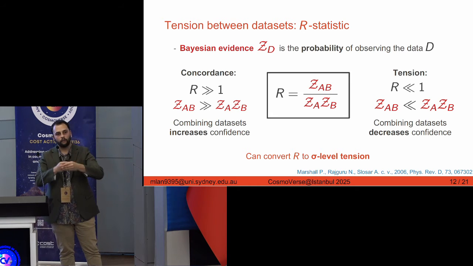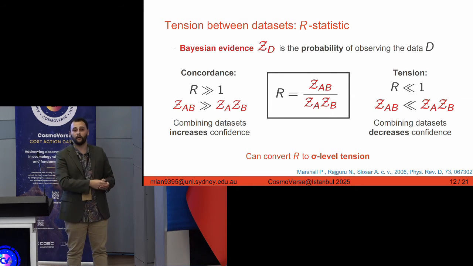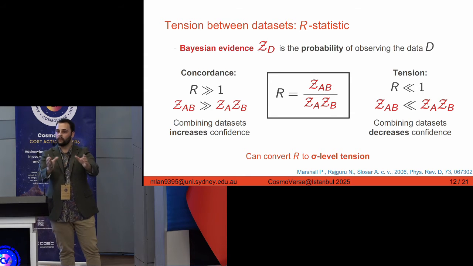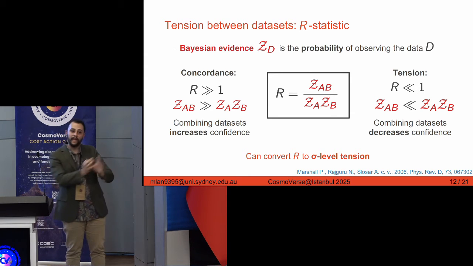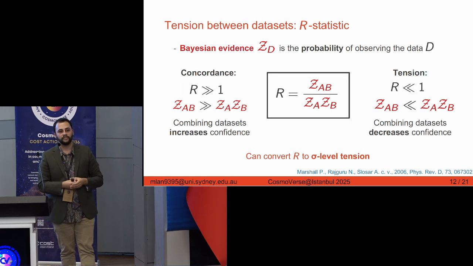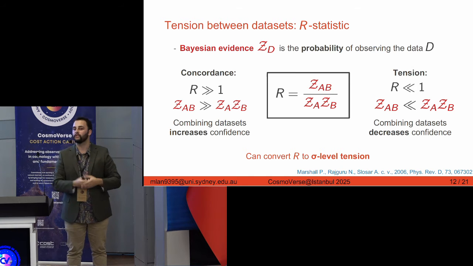And what this R ratio is telling you is the likelihood, the Bayesian evidence of observing your data when they're both in the same room together, A and B. And you compare that to the likelihood of observing your data when you've got A by itself and then when you've got B by itself. So if this is much greater than 1, you're seeing when your data sets are in the same room, your confidence in both of them increases.